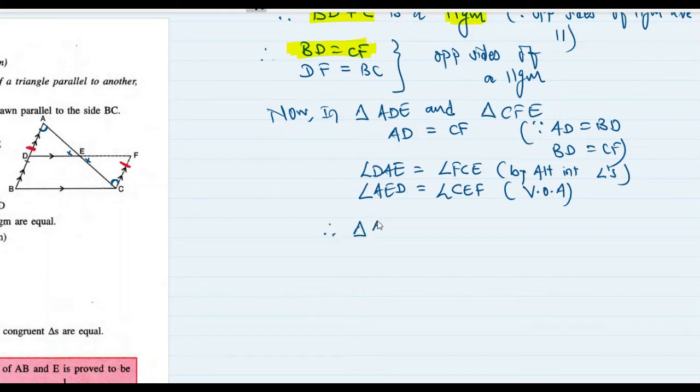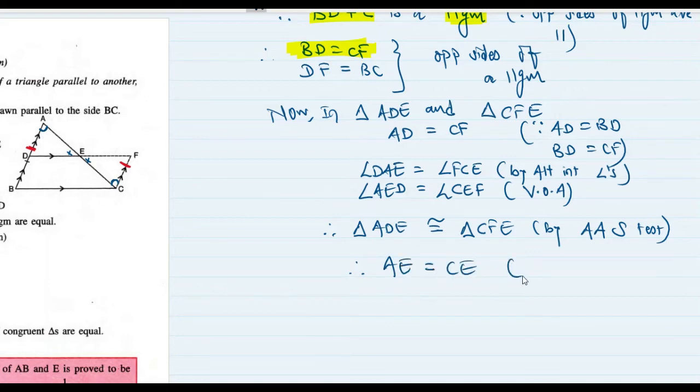एंड देयरफॉर आई कैन से दैट triangle ADE is congruent to triangle CFE by AAS टेस्ट, ठीक है। दोनों ट्राइंगल कॉन्ग्रुएंट हो गए, और क्योंकि दोनों ट्राइंगल कॉन्ग्रुएंट है, सो देयरफॉर वी कैन से दैट AE is equal to CE by CPCTC। यही तो हमें प्रूव करना था कि AE CE से इक्वल है, ठीक है। Therefore E is midpoint of AC। अगर AE CE से इक्वल है तो E midpoint हो जाएगा AC का, ठीक है। समझ में आया?